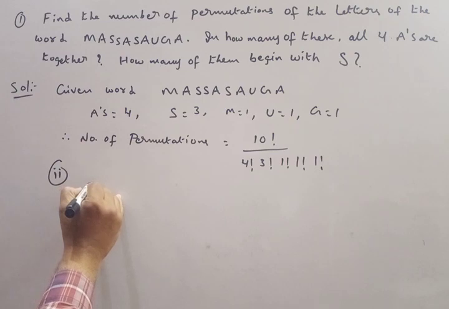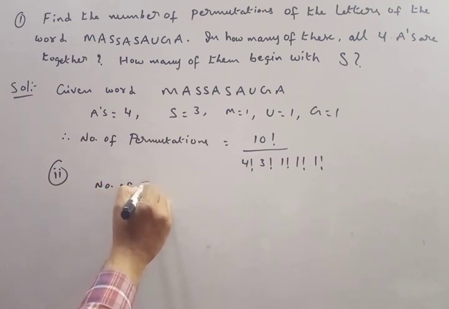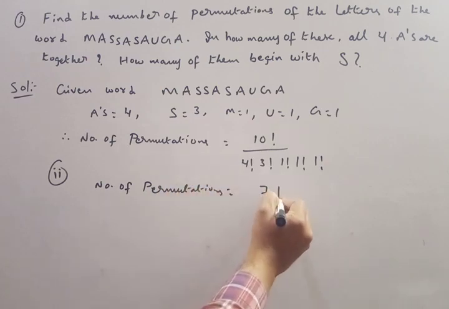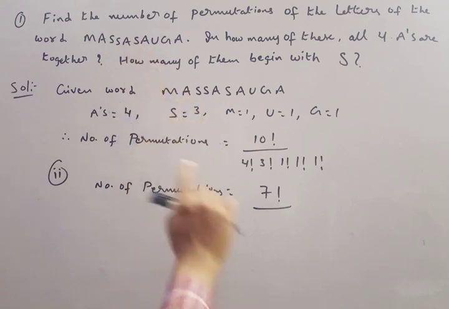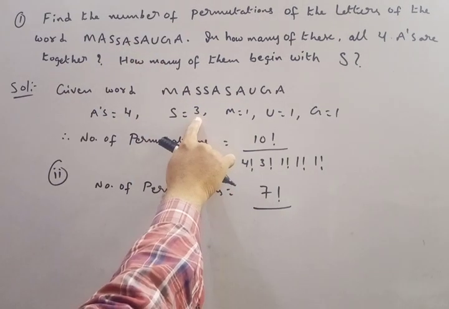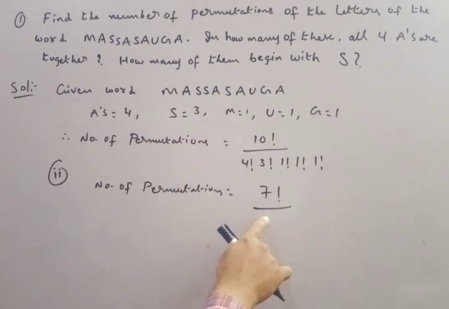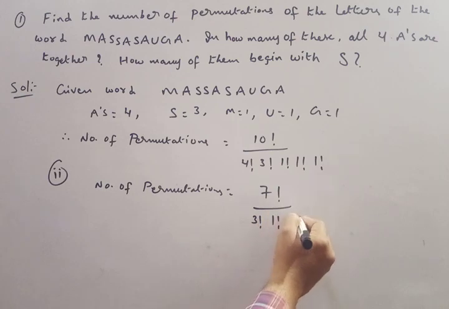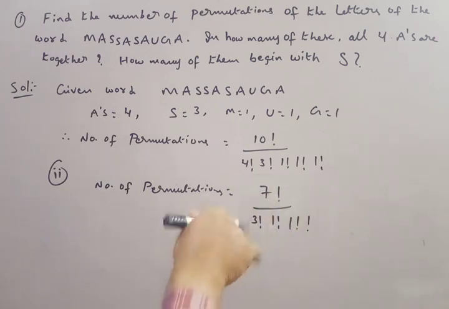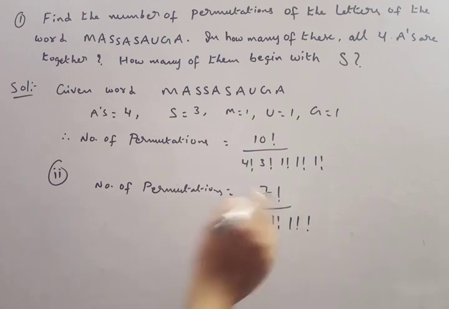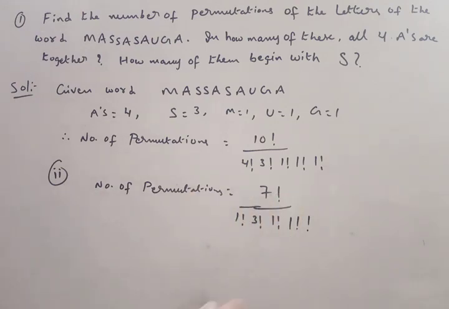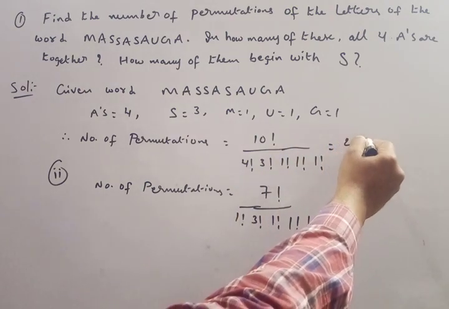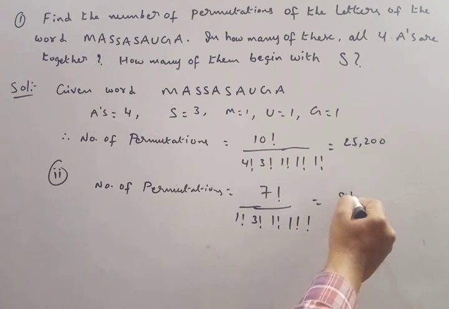So therefore the number of permutations: how many total? 7, because all A's are only 1 unit we have to consider. So remaining 3, 4, 5, 6 plus 1, 7. 7 factorial by, in that how many S's are there, 3 factorial, 1 factorial, 1 factorial, 1 factorial. All A's together can be taken as 1 factorial. So this is the number of permutations. Using the calculator, this answer I am getting is 25,200. Then for this one I am getting 840.